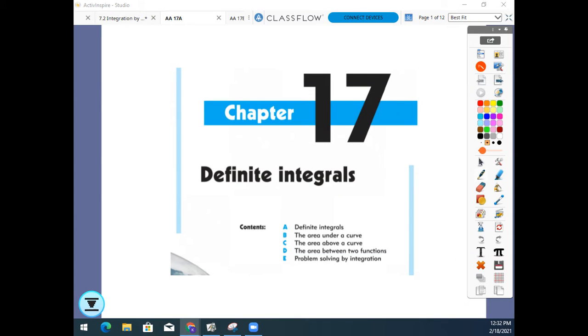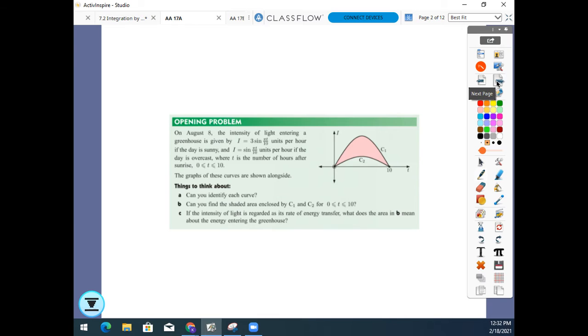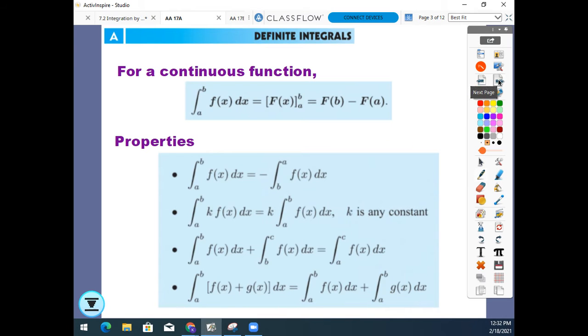So chapter 17 is all about definite integrals, so actually evaluating integrals. The first section is actually pretty straightforward. Basically, you just want to think of a definite integral. First of all, it has to be a continuous function. It's just going from A to B. We do the antiderivative from A to B. We take the top value minus the bottom value.